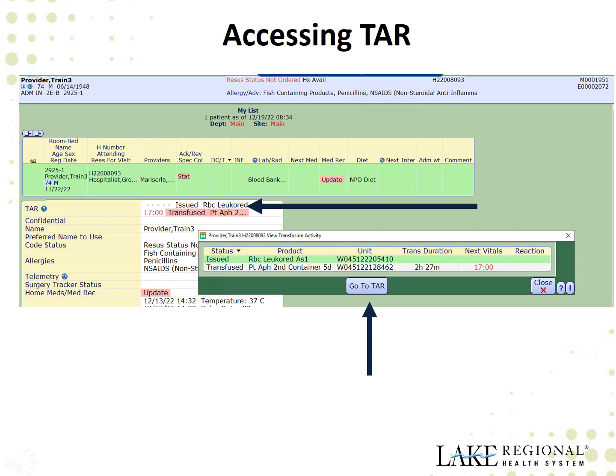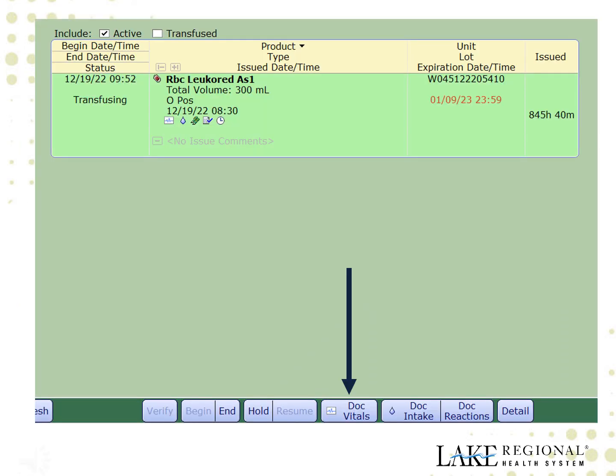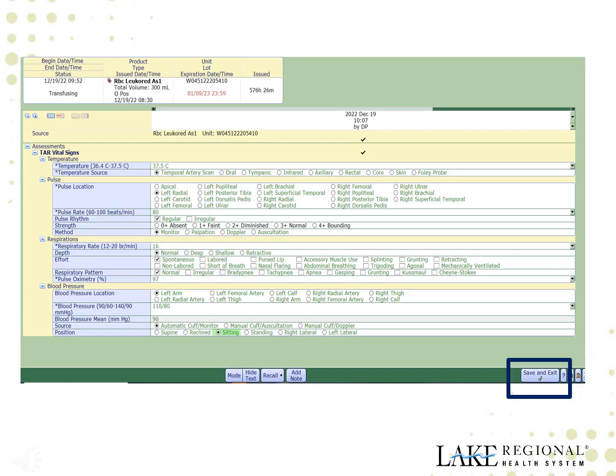You can then click on Go to TAR from there, and it will launch you into that field. If you're within the patient's record, you can click on the TAR tab within the chart. To begin a new transfusion, click Doc Vitals. Vital signs must be documented prior to verify routine. The policy for the vital sign intervals has not changed. You must document the pre-transfusion set of vitals. Choose Save and Exit.